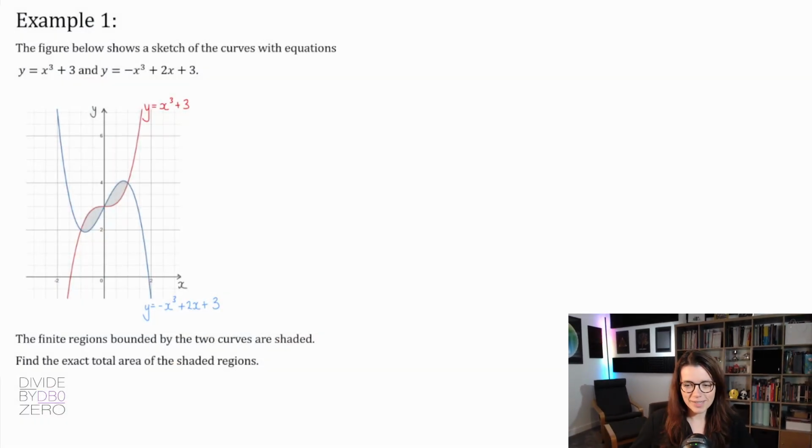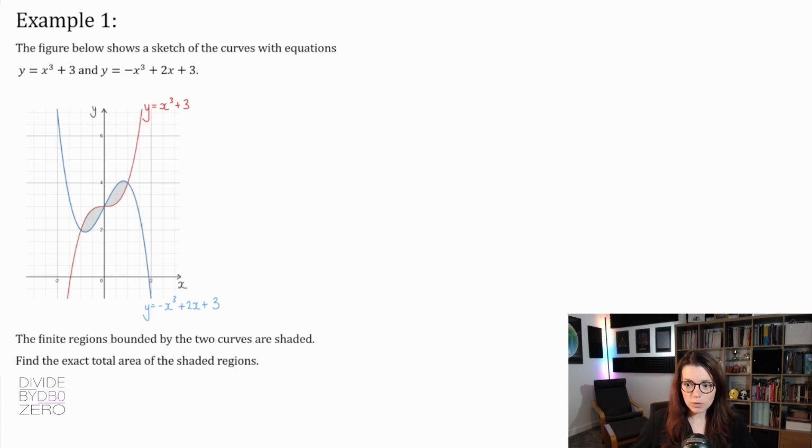So here is the example. It says the figure below shows a sketch of the curves with equations y equals x cubed plus 3 and y equals minus x cubed plus 2x plus 3. We can see the sketch, and then it says the finite regions bounded by the two curves are shaded. Find the exact total area of the shaded regions.